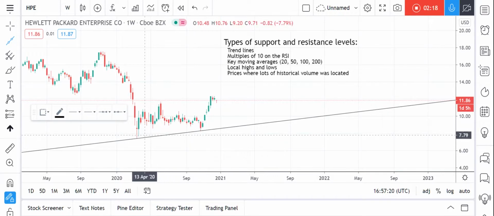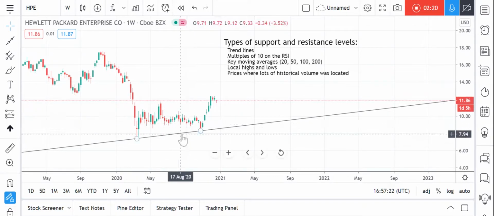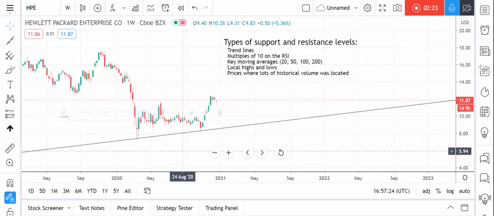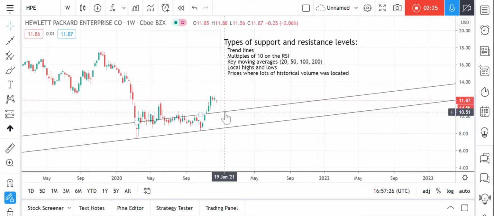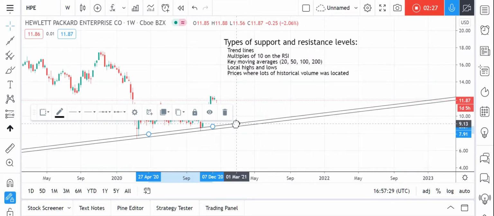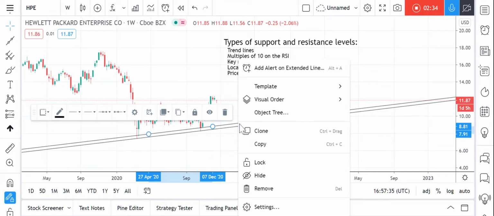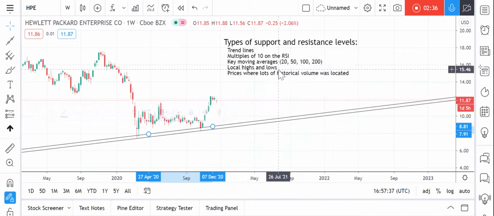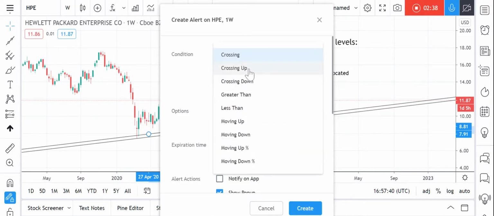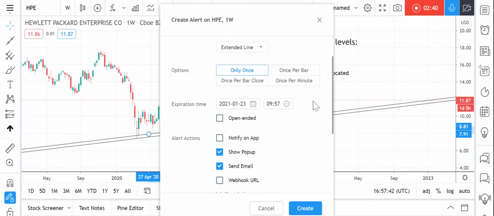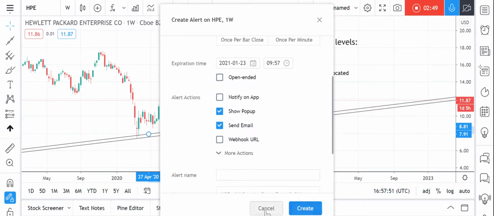And this is one place where it's useful to have a TradingView account because if you've got a premium account, then you can set up a whole bunch of alerts on trend line crosses. I've just copied my trend line and pasted another trend line right above it. And then I can place an alert on that trend line, add an alert on extended trend line. If HPE crosses down on that trend line, then I can have my alert trigger and I can have it notify me on the app, show a pop-up, or send me an email. And then I just create that alert.